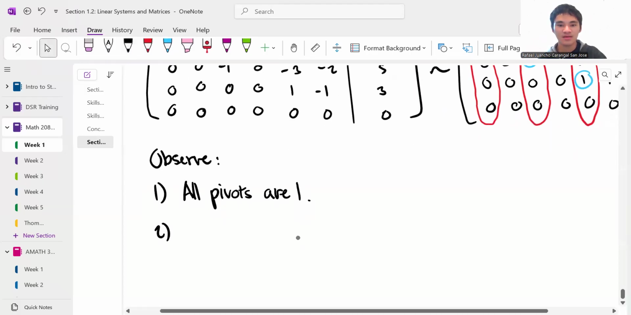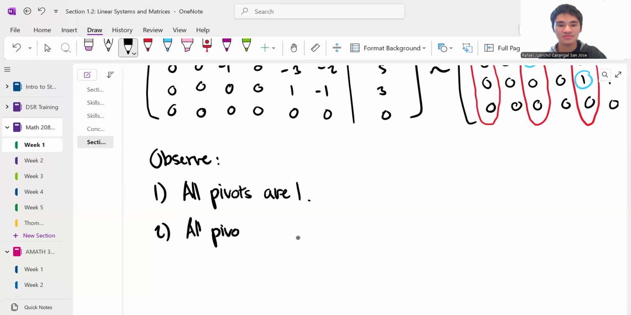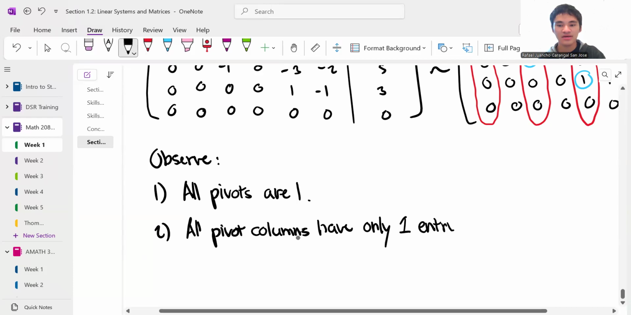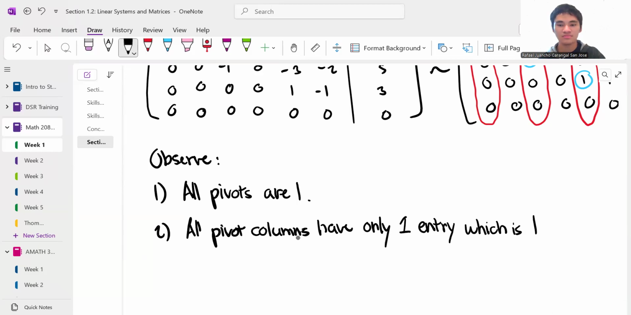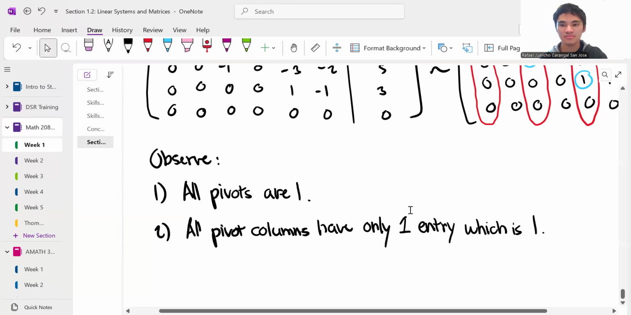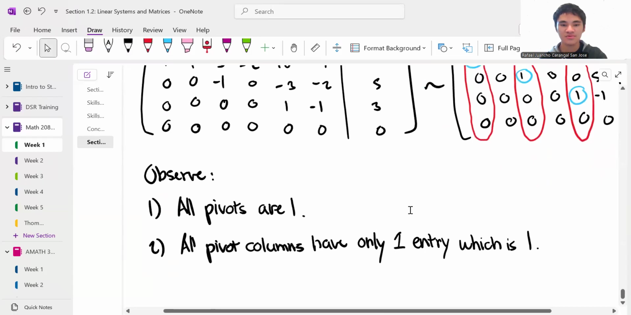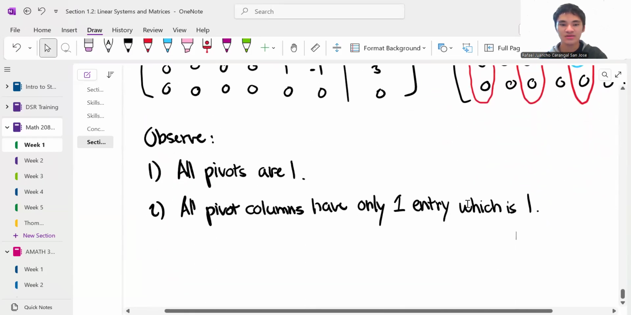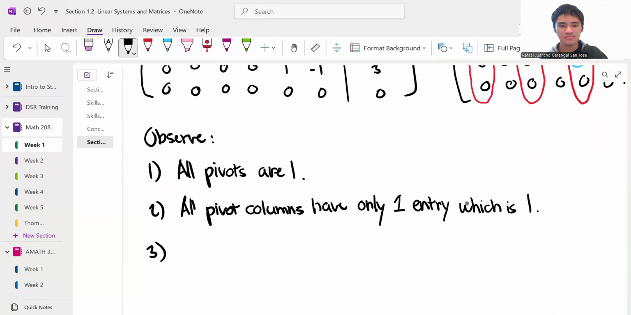Two, all pivot columns have only 1 entry, which is 1. That's it. That's what we've observed. Oh yeah, another thing. The matrix is in echelon form. Let's not forget that.